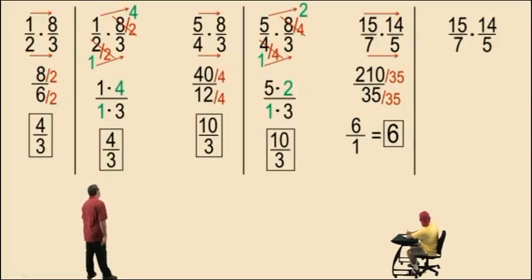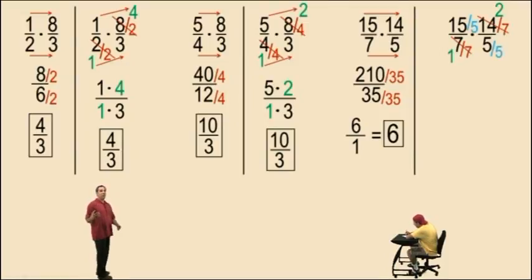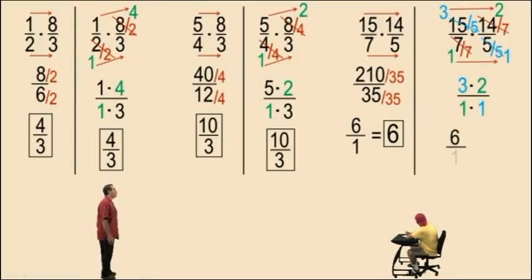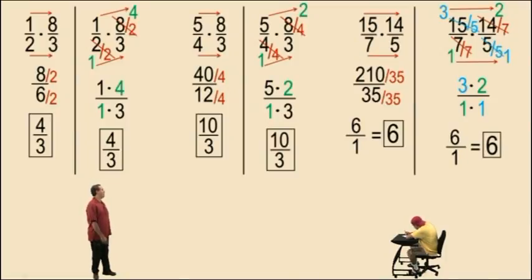14 and 7 have a common factor of 7, so let's divide out that common factor. 14 divided by 7 is 2. 7 divided by 7 is 1. 15 and 5 have a common factor of 5, so let's divide that out. 15 divided by 5 is 3. 5 divided by 5 is 1. So notice our numerator becomes 3 times 2, and our denominator is 1 times 1. And so our answer is 6 over 1, which is 6 divided by 1, which is 6. That's a much more efficient way of getting the answer, right? That's some good kung fu right there.